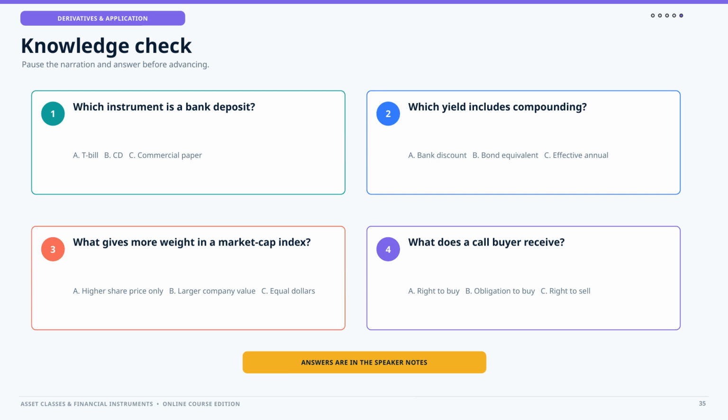The correct answers are 1. B. A certificate of deposit. 2. C. The effective annual yield. 3. B. Larger company value. 4. A. The right to buy the underlying at the strike price.